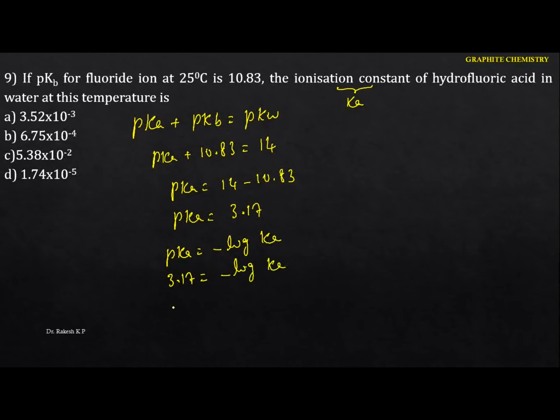So Ka is nothing but the anti-log of minus 3.17. That means you have to calculate the anti-log of this value. You can go to my YouTube channel, where I already explained the tricks to identify the log and anti-log without using the log table. Just go to that video, and you will come to know how to calculate the log and anti-log.